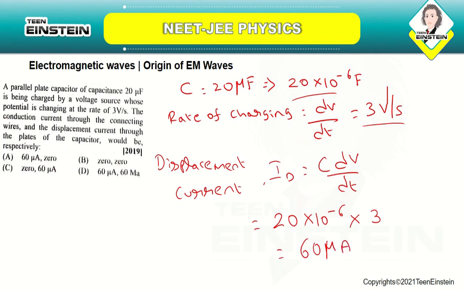Since the conduction current and displacement current are equal, I_C = 60 microamperes. Both are equal, so the displacement current and the conduction current are each 60 microamperes. The correct answer is option D.